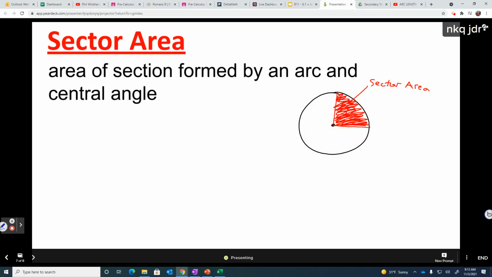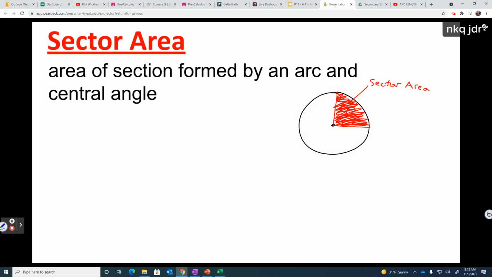That's Italian pepperoni. So the sector area is the area of a section formed by an arc and the central angle. This is the arc, and then this is the central angle here. So when those two intersect, the area inside is called a sector area.